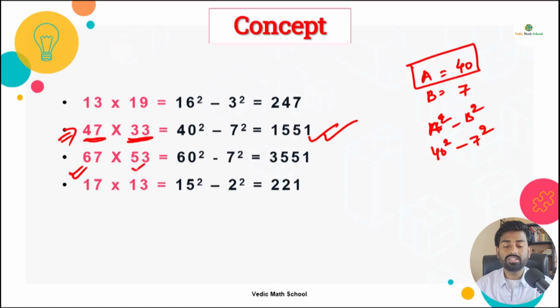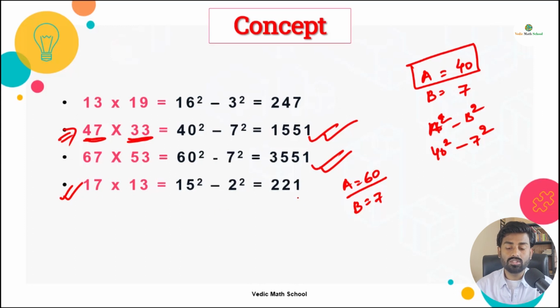67 into 53. Again, if you add this, you will get 120. 120 divided by 2 is 60. So the a value is 60. Now b is what? Bigger number minus 60. 67 minus 60, that is 7. 60 square is 3600, 7 square is 49. 3600 minus 49 is 3551. This is the answer. Similarly, this is a very easy number. Add it and you will get the answer 222.